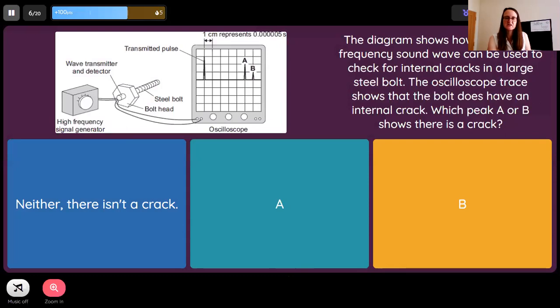Right, now, a diagram shows how a very high frequency sound can be used to check for internal cracks in a large steel bolt. The oscilloscope trace shows that the bolt does have an internal crack. Which peak, A or B, shows there is a crack? So we've got the initial transmitted pulse here, reflected from something and then reflected from something else. Now we know we would get a reflection from the end of the steel bolt, which is probably B, which would suggest that A is the crack.